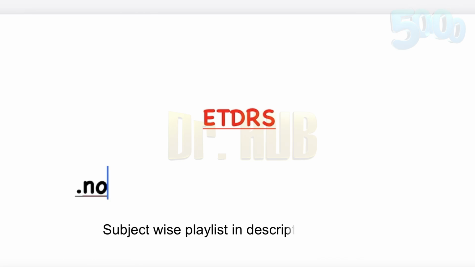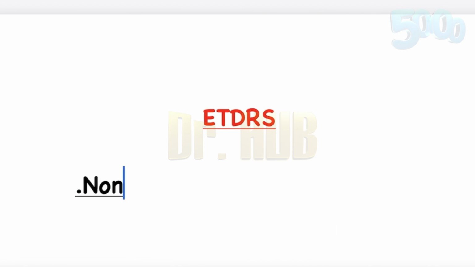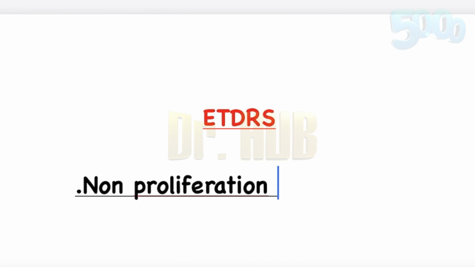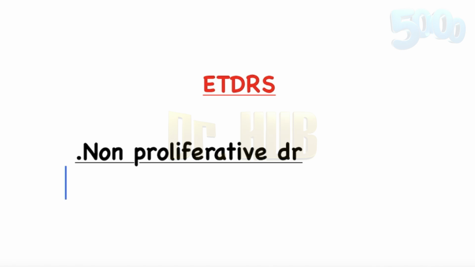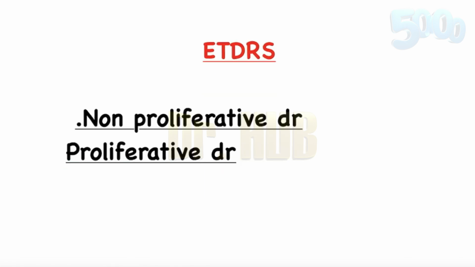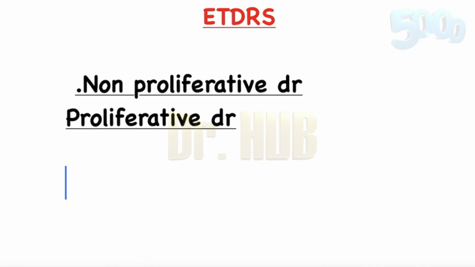Today we are looking at ETDRS, which stands for the Early Treatment Diabetic Retinopathy Study Classification. First, there are two varieties we need to know. One is the non-proliferative DR. Next will be the proliferative DR, that is a diabetic retinopathy. Now let's look at the non-proliferative DR. We are calling it NPDR.